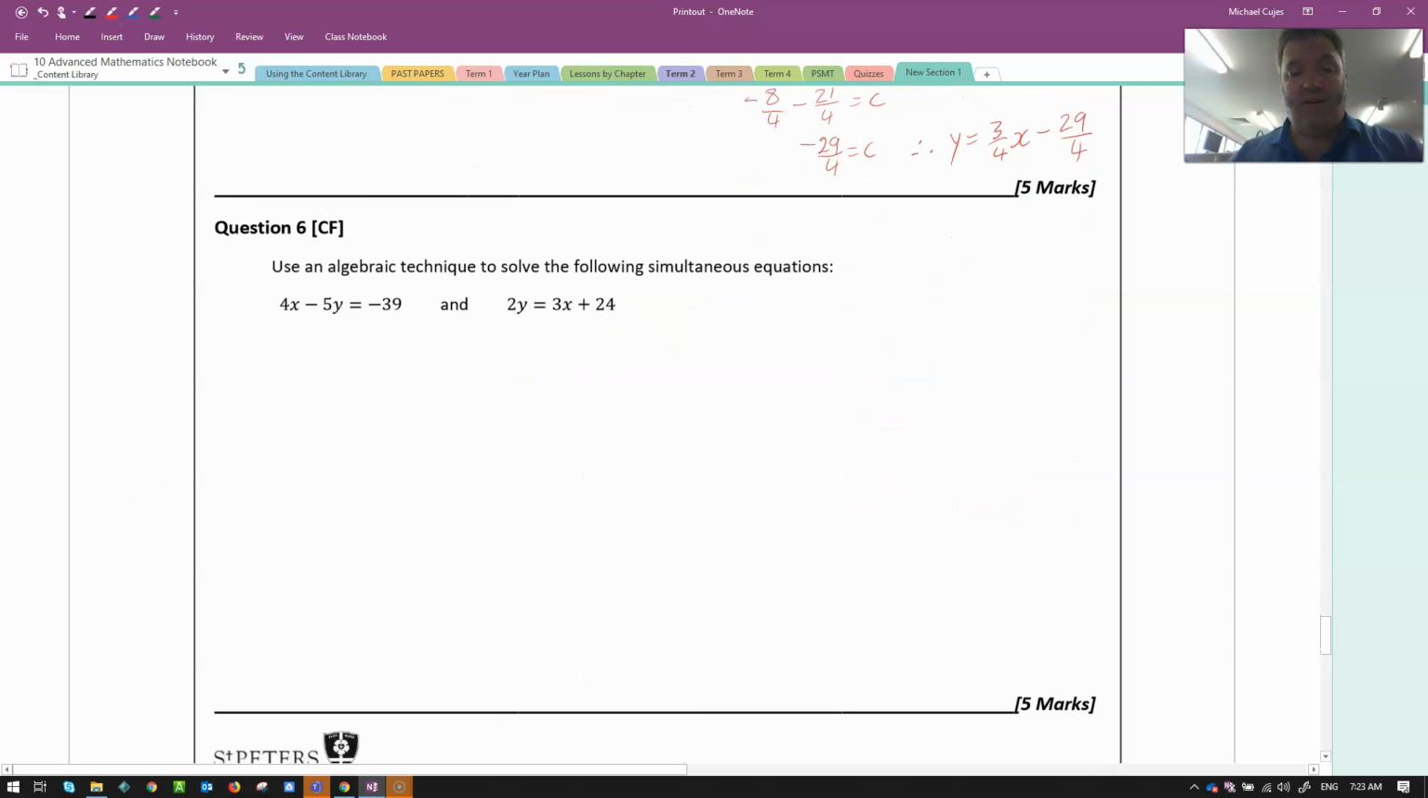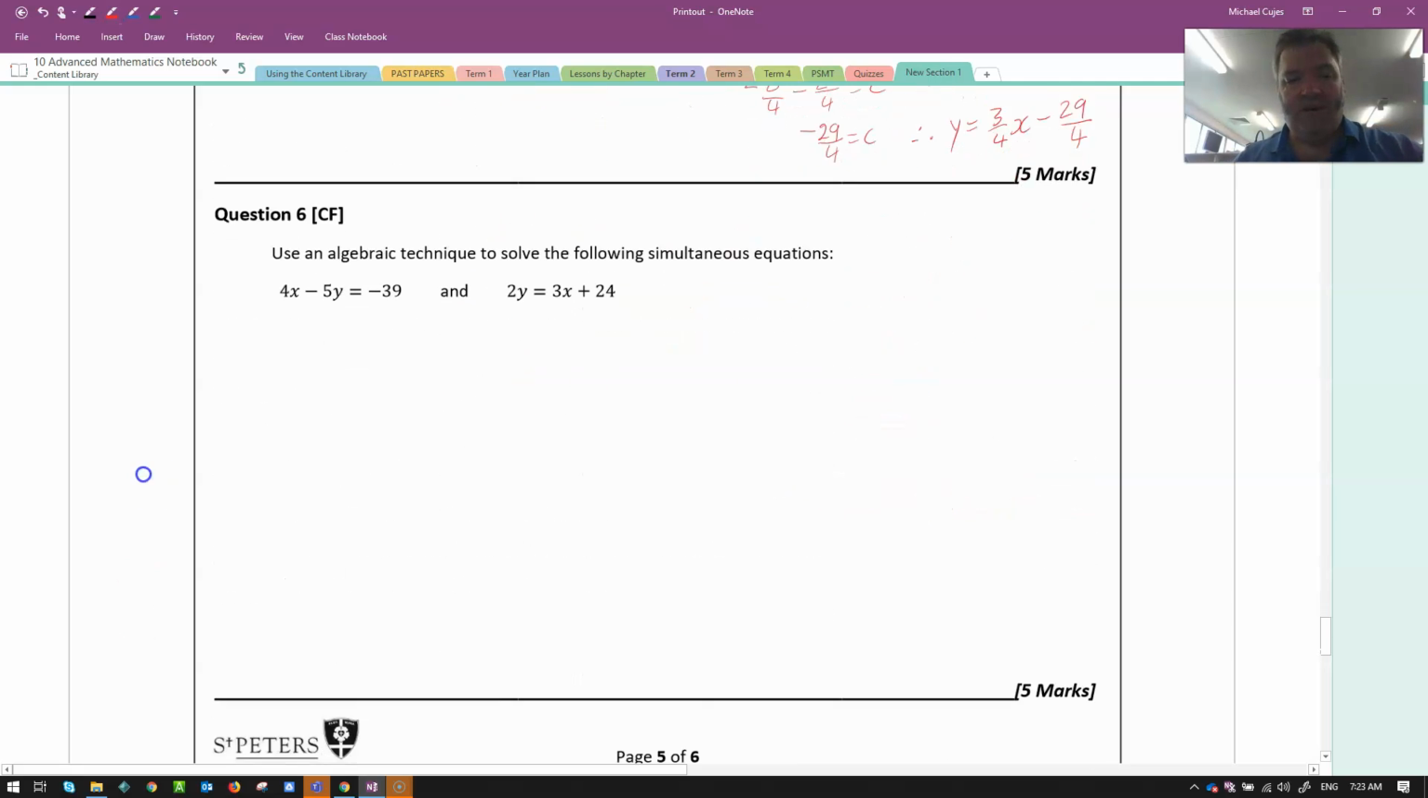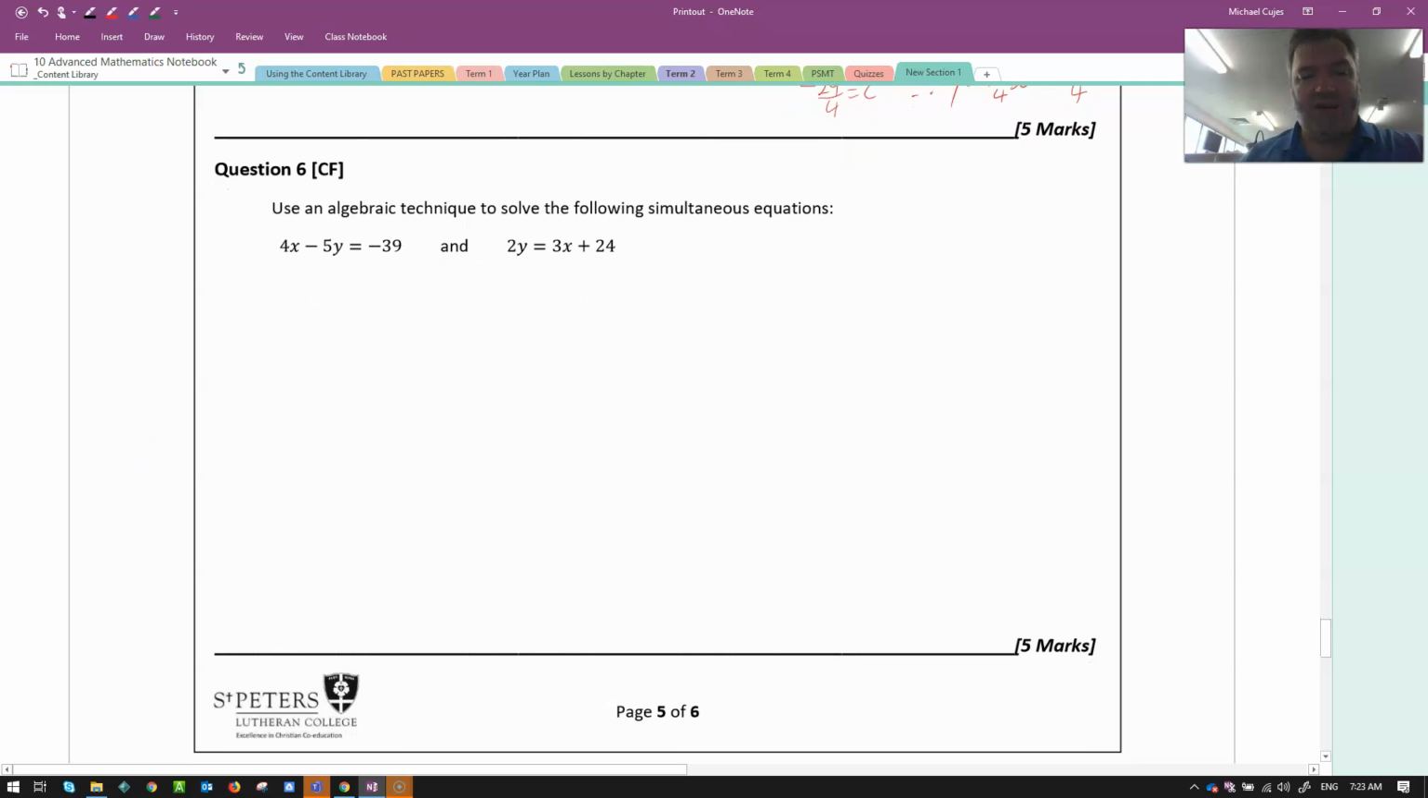Use an algebraic technique to solve the following equations. Okay, we've got simultaneous equations. It's annoying when they're written in different formats. Here I've got one with the x and y on one side, one with y on one side and x on the other. That's just someone being nasty to you. Just fix it up. Say, silly goose, Chewers didn't know what he was doing. Let me fix that up for him and we'll be okay.